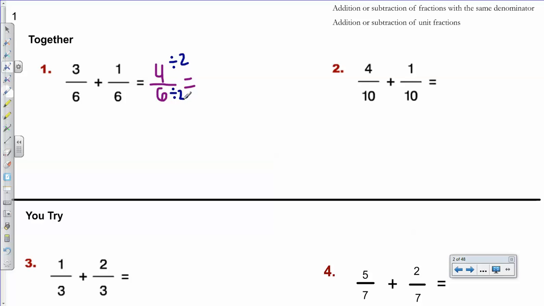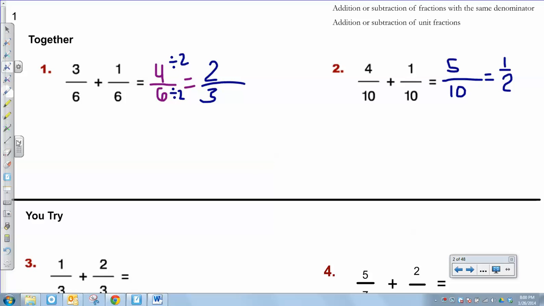Again, this isn't anything new because we've been working with this. So 4 divided by 2 is 2. 6 divided by 2 is 3. 2/3, final answer. Let's take a look at our other problem over here. My denominator is the same, so I have a common denominator of 10. 4 plus 1 is 5. That simplifies, my greatest common factor is 5, so that simplifies to 1/2.